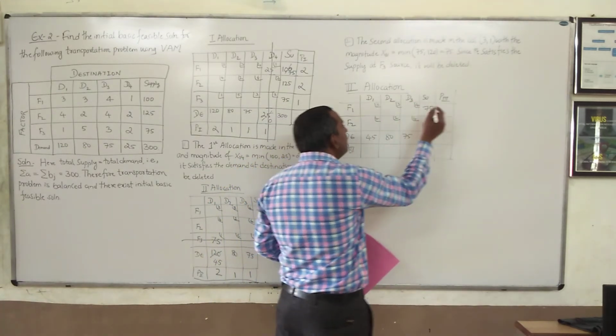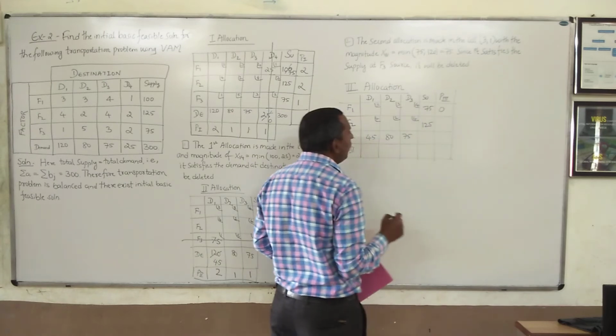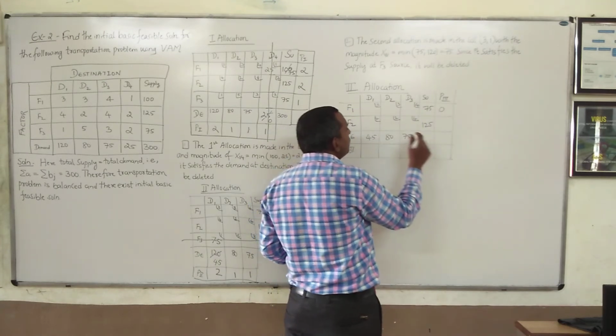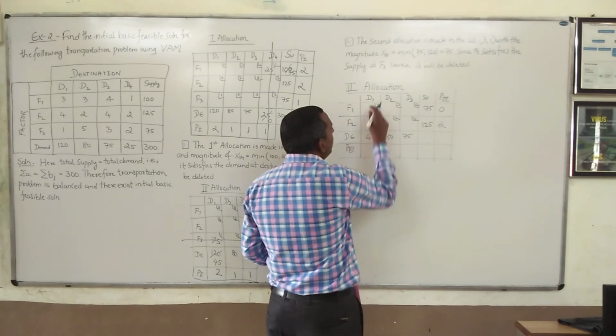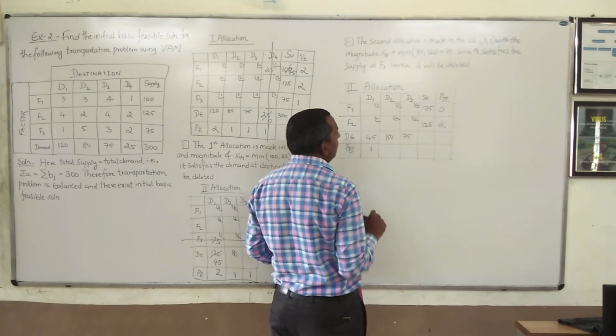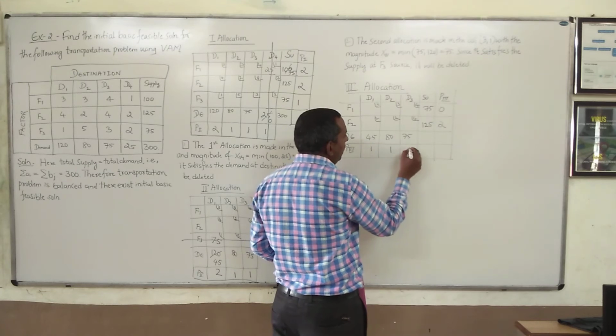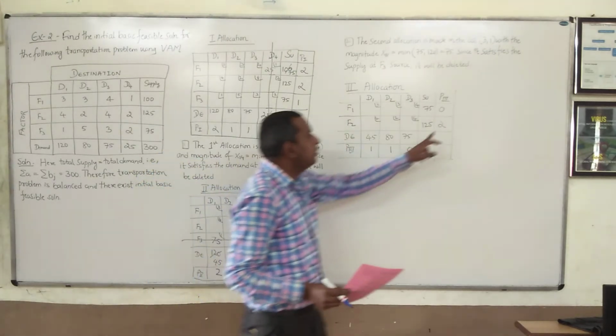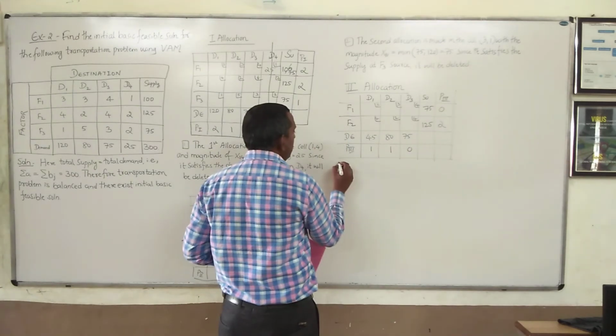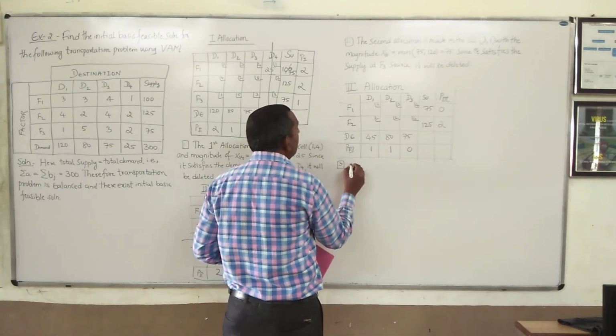Again find the penalty here. Smallest is 3, next smallest is 3. The penalty is 0. Smallest is 2, next smallest is 4. Subtraction we get 2. Fine. So here it is 3 and 4. Here also 1. Here is 0. So which is the largest penalty? Largest penalty is 2. So let me write the third thing.